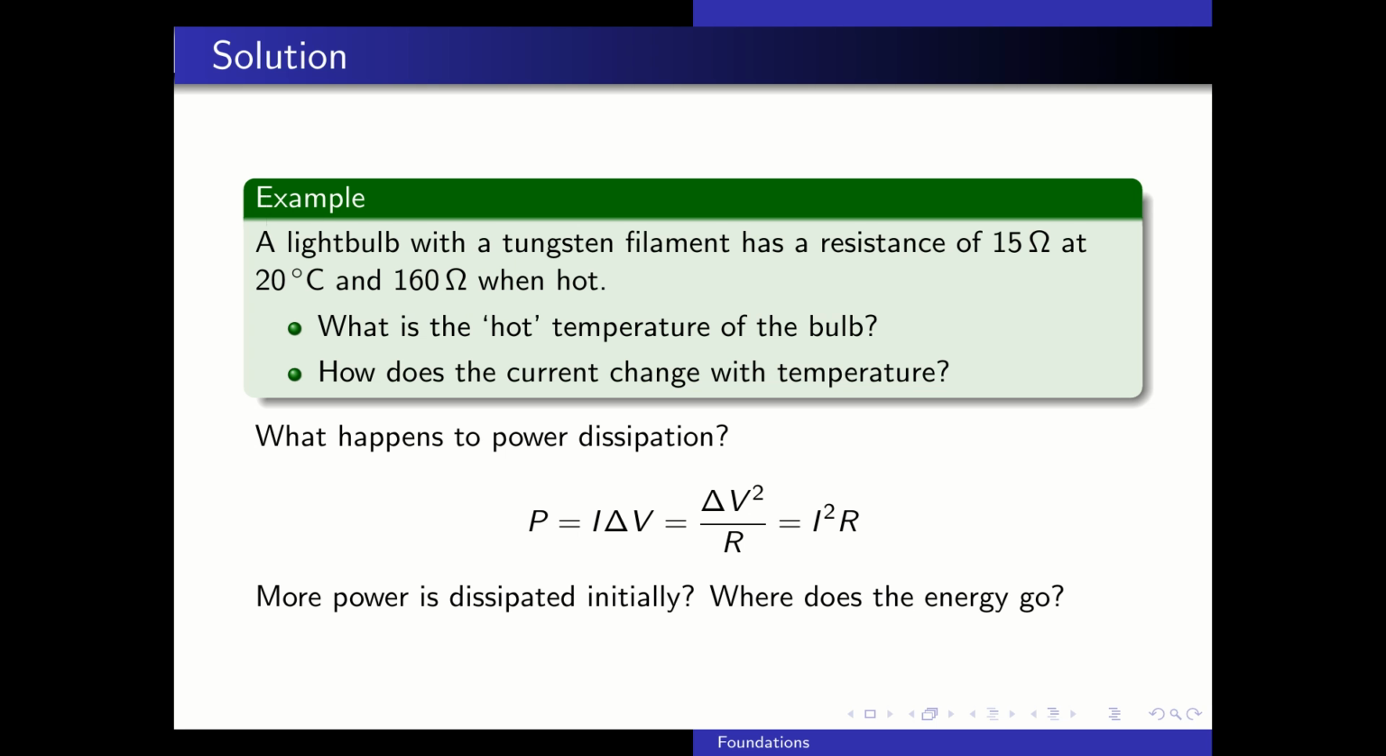And that is our discussion on temperature change and resistivity and resistance change.